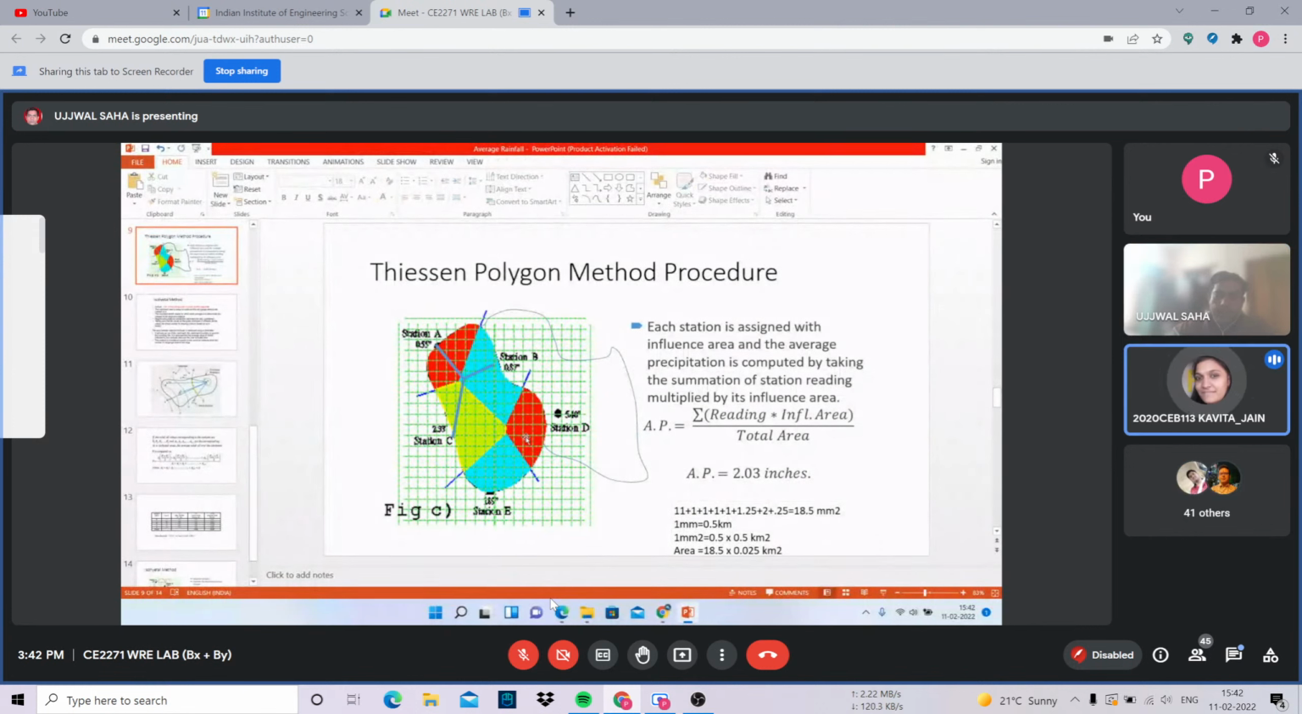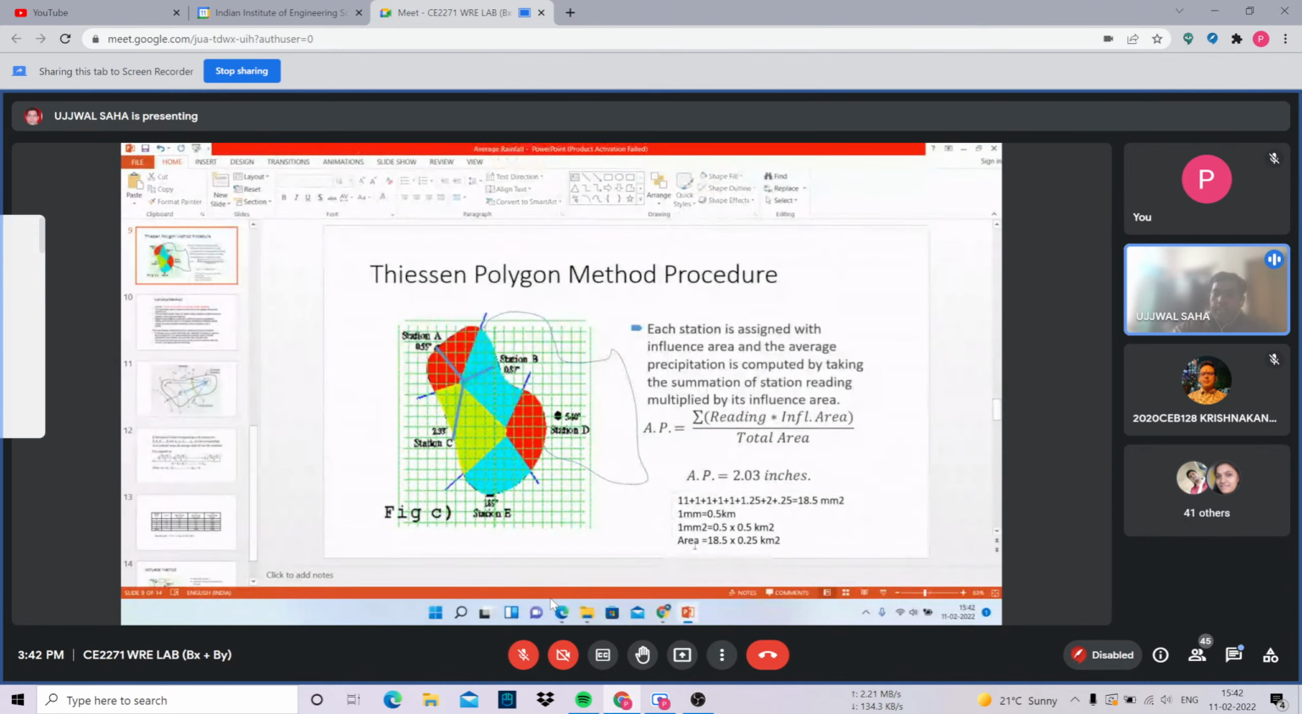Sir, 0.25. Yes. Sorry, 5 into 5, 25, so 2 decimals, 0.25. So it will be 0.25. So that is the area.